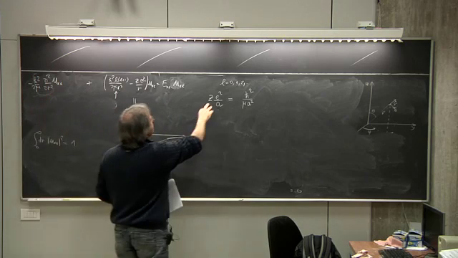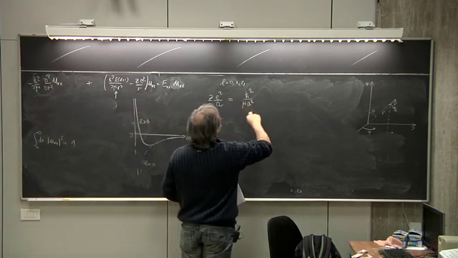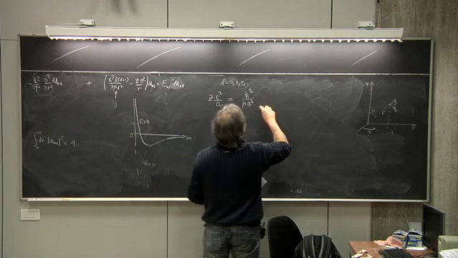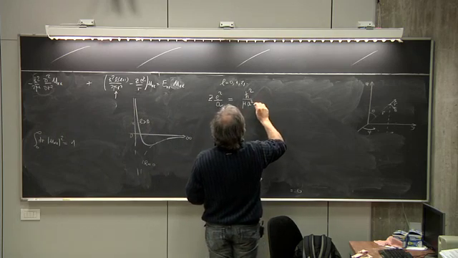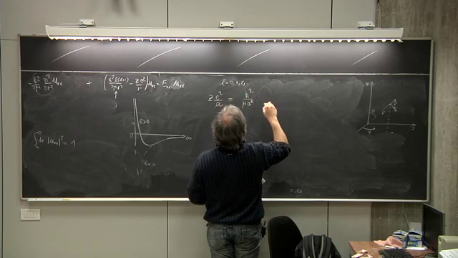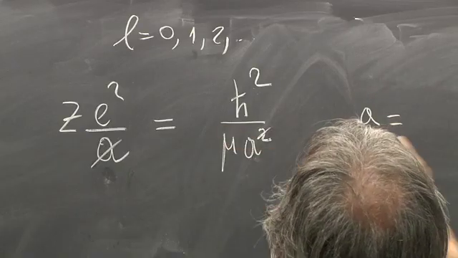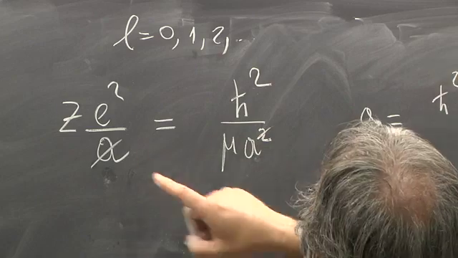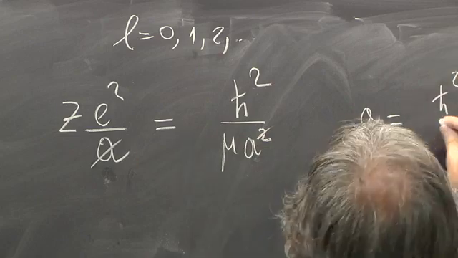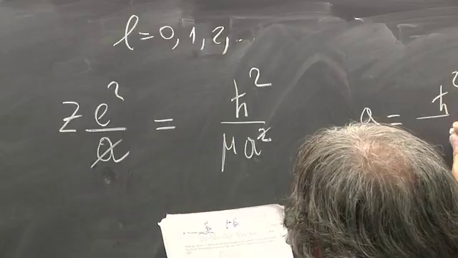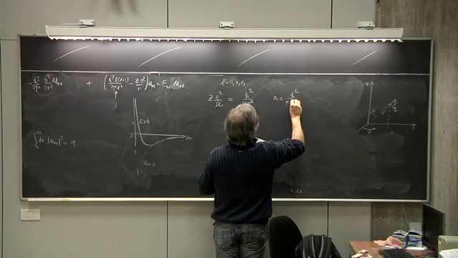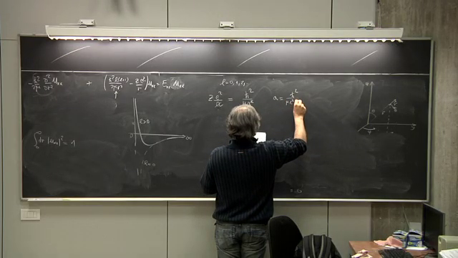Well, let me define z e squared over a equal to h bar squared over mu a squared. Then you solve it. So you multiply, for instance, you take off this. So a equal to h bar squared divided by mu e squared times z.